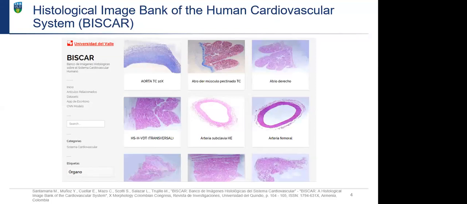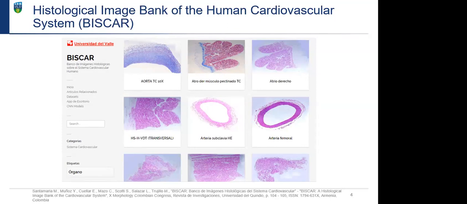The second one is a histological image bank of the human cardiovascular system called VSCAR. VSCAR is a wet histological image bank of whole samples of the human cardiovascular system. This is a kind of microscopic images. So VSCAR is based on healthy histological samples. For that reason, it's more focused on teaching and learning purposes. And it is composed of different stages.